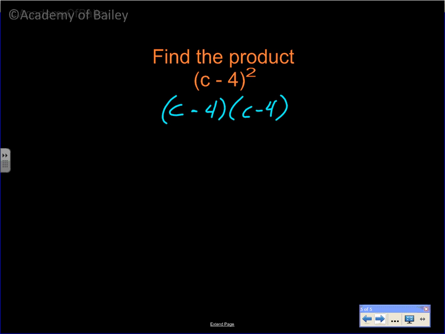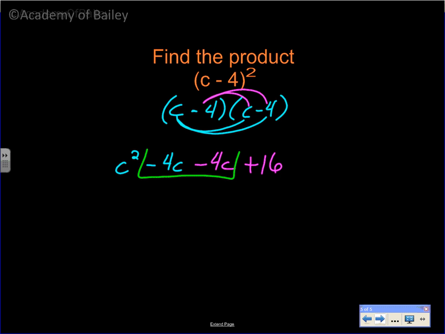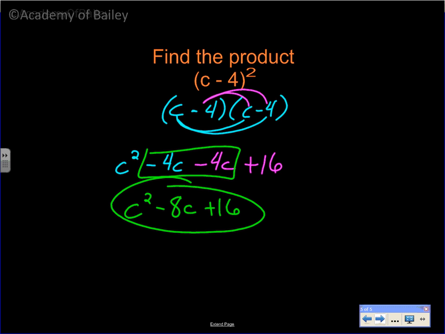This is what we have. So c times c is c squared. C times -4 is -4c. -4 times c is -4c. And -4 times -4, negative times a negative is a positive 16. There's your like terms. So we have c squared minus 8c plus 16. We got 8c because -4c minus 4c is -8c. So that's what your solution should be.